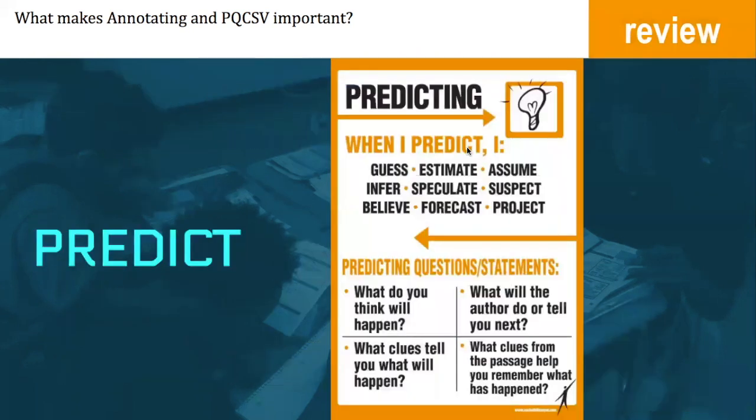So now with PQCSV, right, the first P stands for predicting. When you're predicting, you are making a guess or making an assumption as to what's going to happen in the text. If you take a look at this poster, which is also linked in your assignment, it gives you an idea of what are some other words that also mean to predict. It also gives you some examples of questions that you can ask yourself in order to make predictions when you're reading the text.